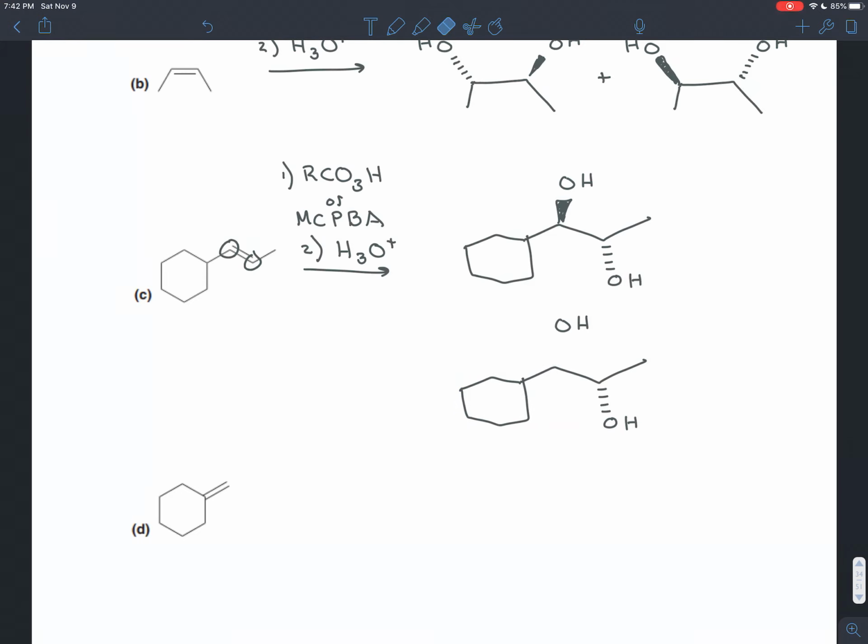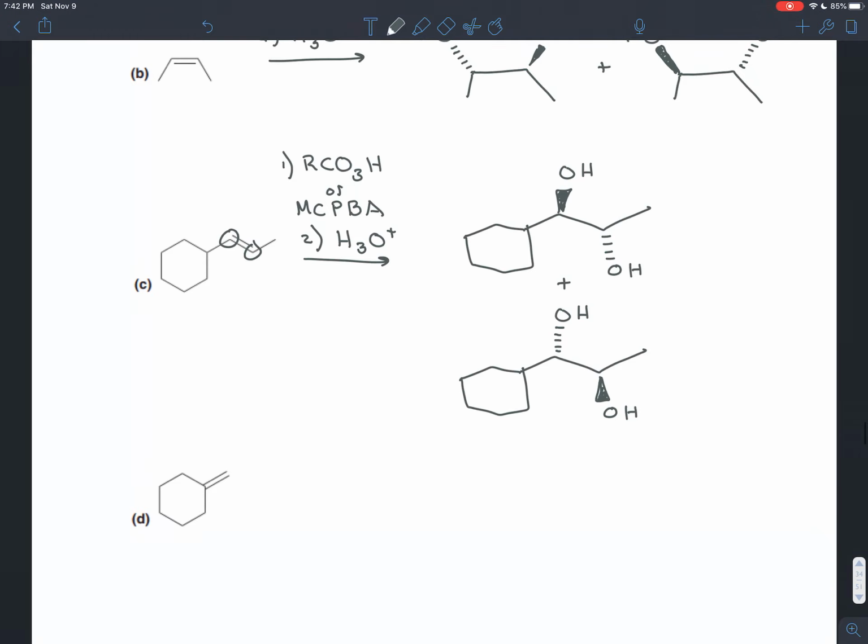enantiomers. So we switch each of the branches, the bonds, and if it was coming out at us, we make it go away. If it was going away from us, we make it come out, and so we get a racemic mixture, a 50-50 mixture of those two enantiomers when we do anti-dihydroxylation with this alkene.